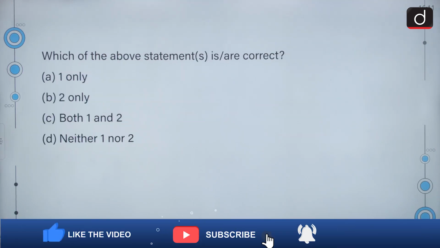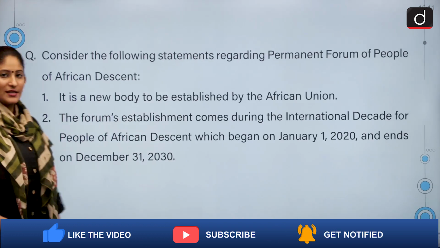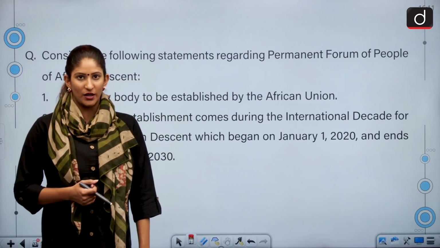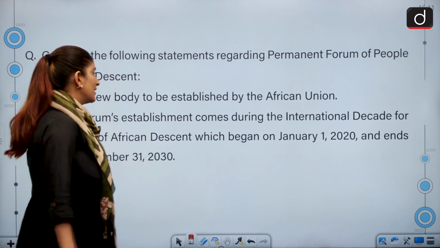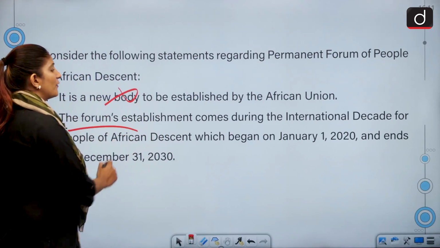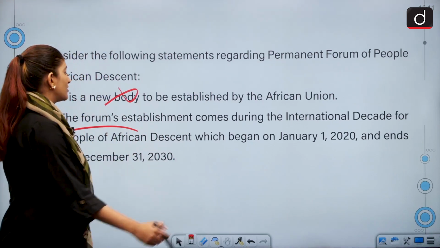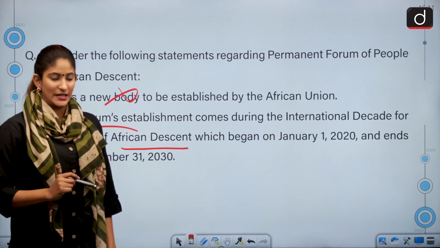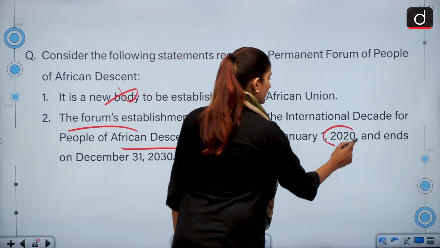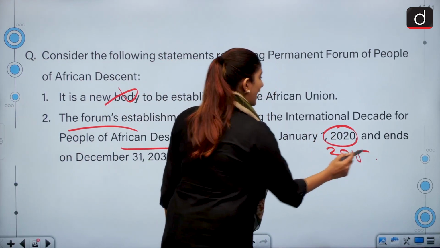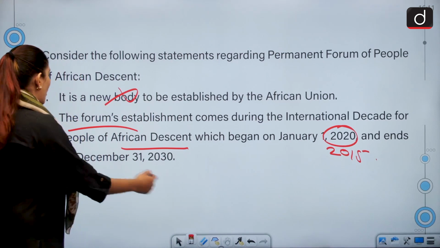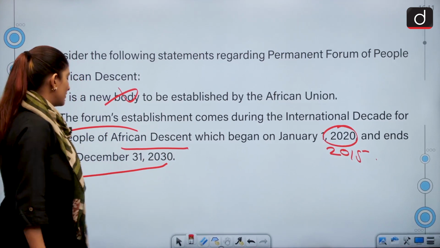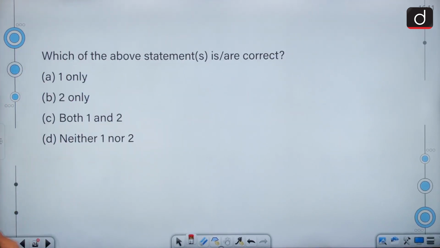We have to select the correct statements. It is a body to be formed by the United Nations and not the African Union, so the first statement is incorrect. The second statement is also incorrect because the forum's establishment came during the International Decade for African Descent, which began on January 1st, 2015. Here it's 2020 now. So it's 2015 and it ends on 31st December 2024 and not 2030. So the correct answer to this question would be option D, neither 1 nor 2.